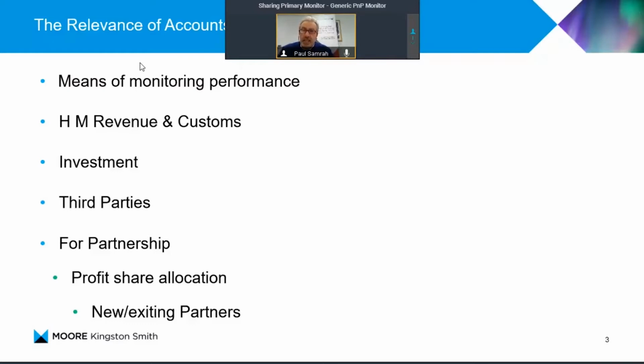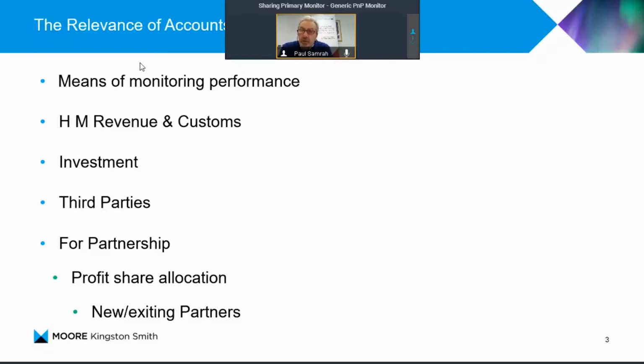The relevance of accounts. Clearly accounts aren't just produced to keep accountants in work, although some clients do think that. We actually prepare a set of accounts as a means of monitoring performance, comparing one period with another period, assessing and benchmarking performance. HM Revenue and Customs, the tax man, requires sight of every set of accounts, and so we would then forward a set of accounts onto the tax man.